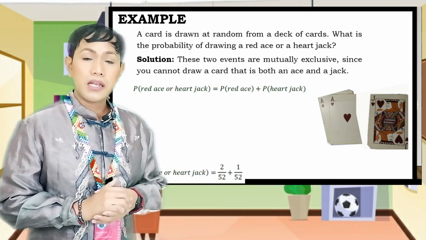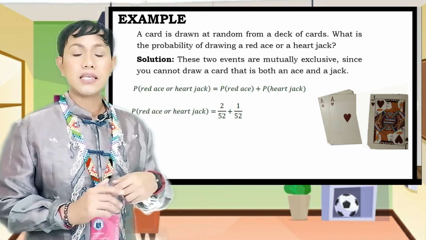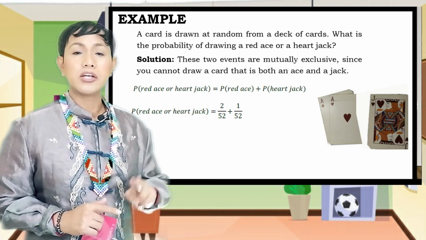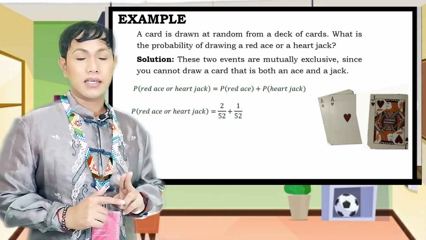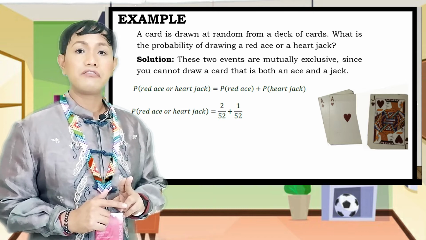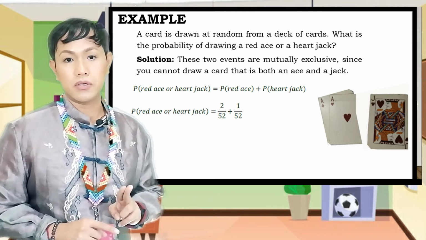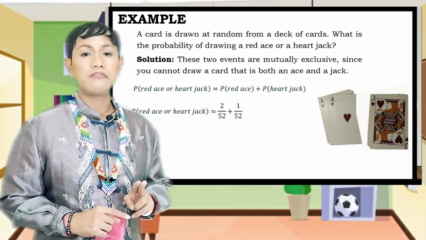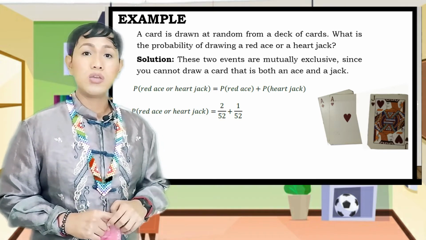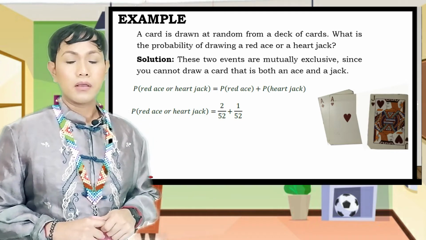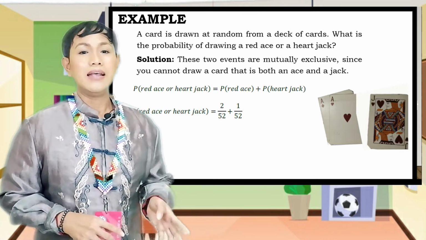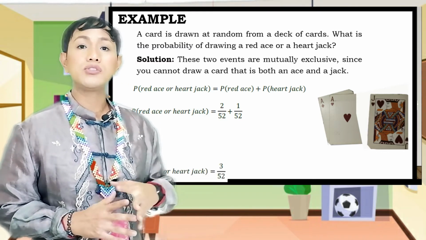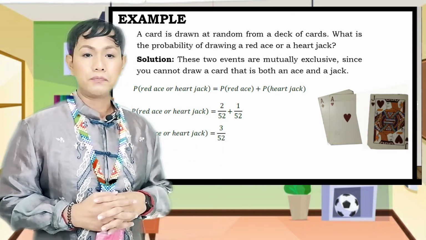So, the probability of getting a red ace is equal to 2 over 52. Why so? Because there are 2 red aces, that of a heart and that of a diamond. So, it's 2 over 52. Plus, the probability of getting a heart jack is only 1 over 52, which is self-explanatory. So 2 over 52 plus 1 over 52 is equal to 3 over 52.